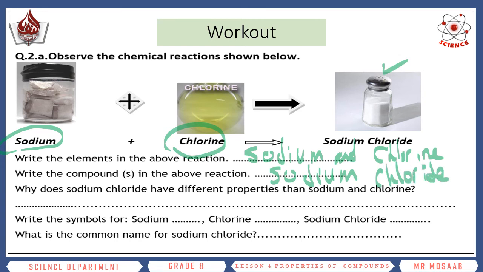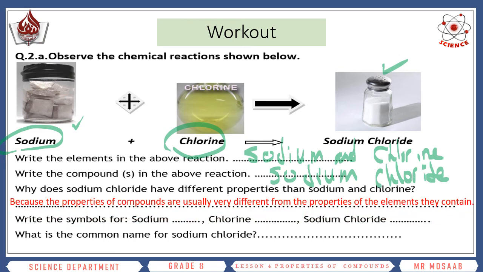Why does sodium chloride have different properties than sodium and chlorine? As you can see, sodium is in a solid state. Chlorine here should be in a gas state. And sodium chloride is a solid also. So, properties of compounds are usually very different from the properties of elements they contain.